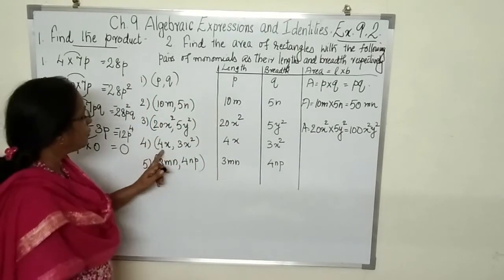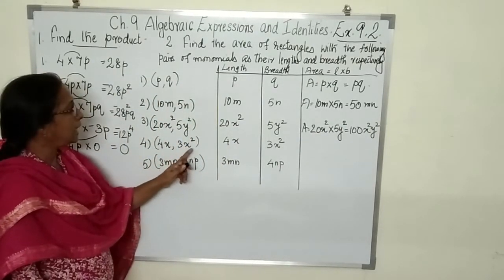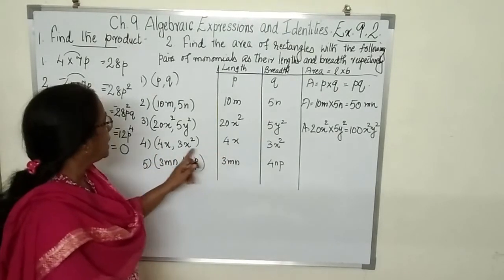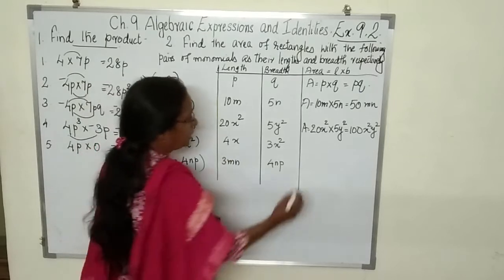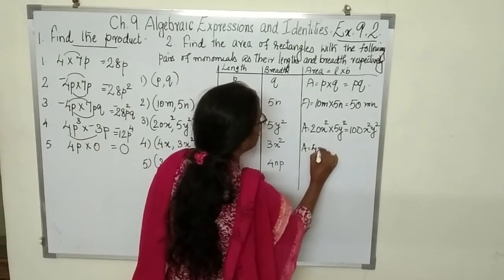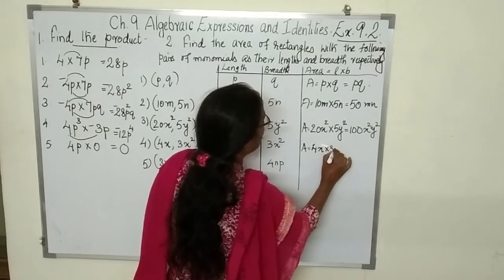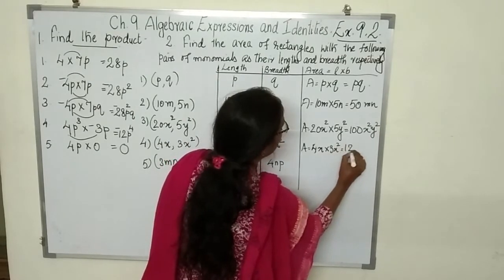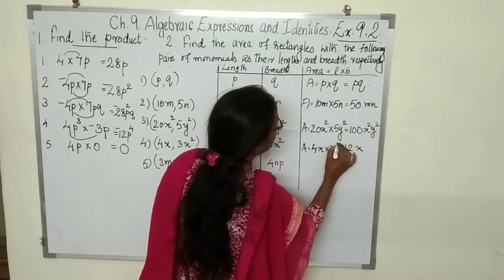The next question, 4x, 3x square. So 4x is the length and 3x square is the breadth. So area is equal to 4x multiplied by 3x square. That is 4 3s are 12, x raised to 1, 2, 3.